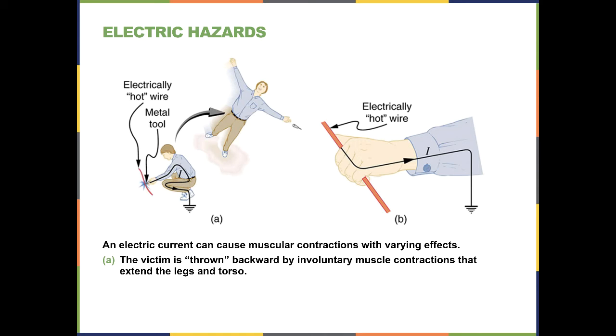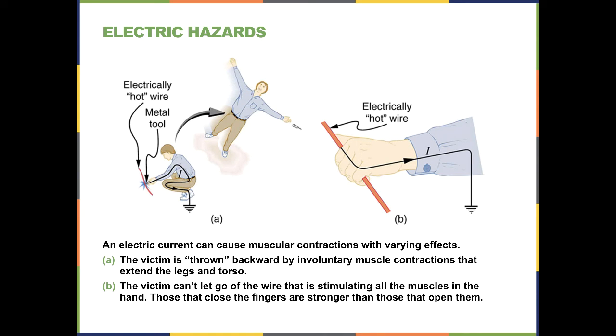The other thing that can happen is the person can be unable to let go of the wire. This is caused by the muscles in the arms being clamped down by the electrical current, and basically the hand grabs it and cannot open because of the electrical current.